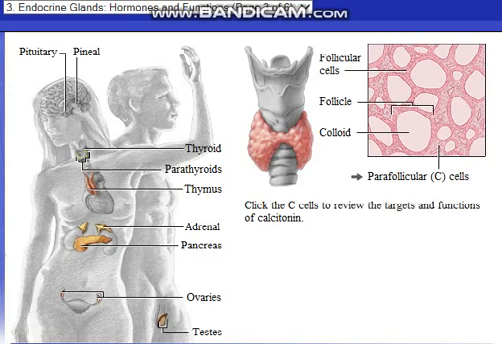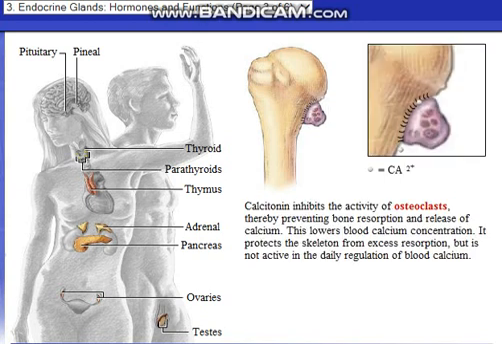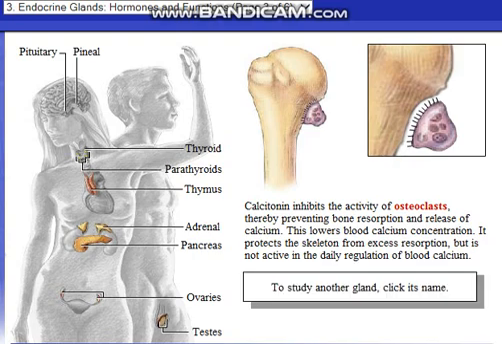Click the C cells to review the targets and functions of calcitonin. Calcitonin inhibits the activity of osteoclasts, thereby preventing bone resorption and release of calcium. This lowers blood calcium concentration. It protects the skeleton from excess resorption, but it is not active in the daily regulation of blood calcium. To study another gland, click its name.